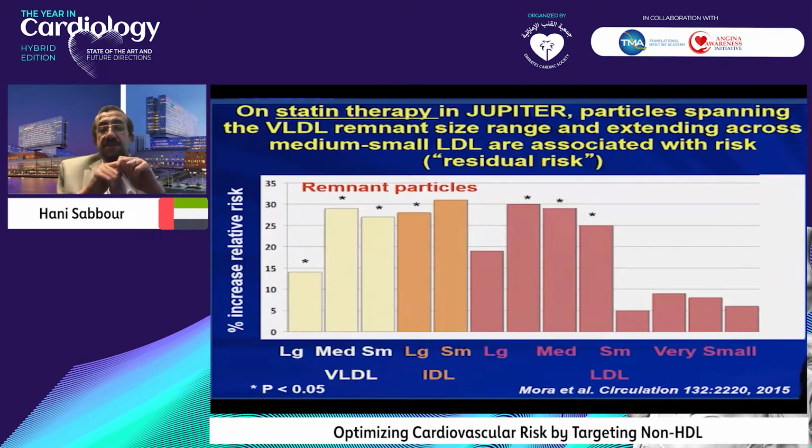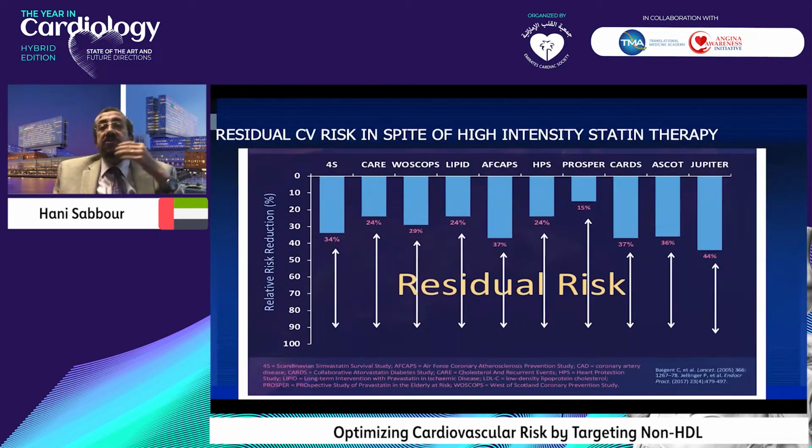Now in the Jupiter study, and this is a very important concept, the particles that incorporated the non-HDL-C in the VLDL remnant size range and across the medium to small LDL are those associated with residual risks, highlighted here in pink. So all of these particles with the star in them are the ones that the non-HDL-C is actually measuring. And this is very important because this residual risk in the Jupiter study is in spite of high-intensity statin.